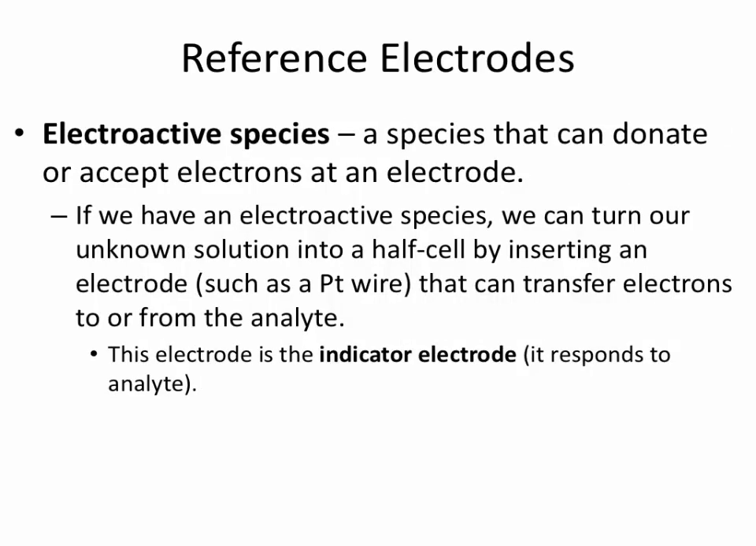So an electroactive species is a species that can donate or accept electrons at an electrode. And if we have an electroactive species, we can then turn our unknown solution into a half cell by inserting an electrode, such as a platinum wire, that can transfer electrons to or from the analyte. And this electrode is then the indicator electrode. That is, it responds to the analyte. It indicates how much analyte we have present.